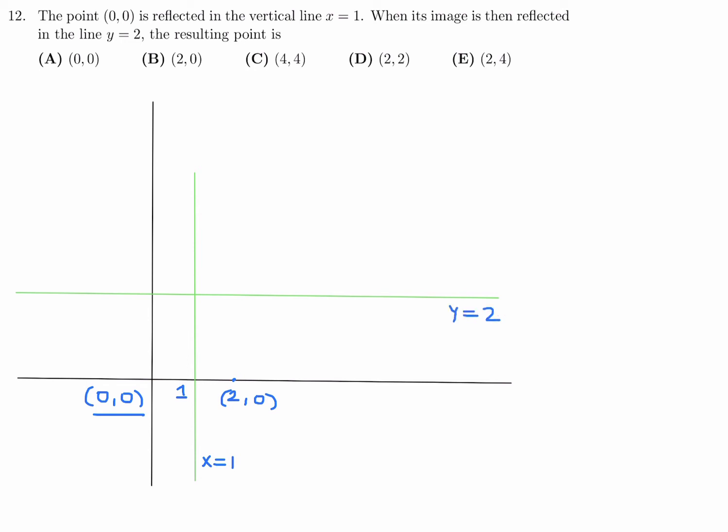So if you reflect this guy in y equals 2, it will end up somewhere here, approximately, which would be the same x-coordinate, but the y-coordinate would now be 4. So there you go. That's the answer to the question. So number 12, it's 2, 4, which is choice E.